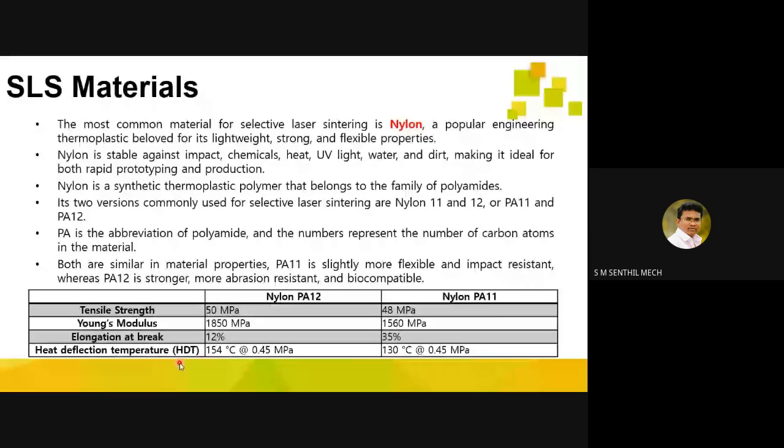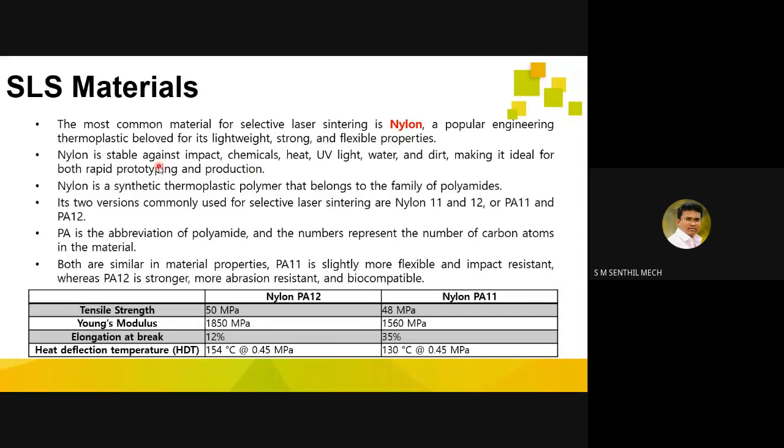Now, the most common material for selective laser sintering is nylon. So please remember this very carefully. The most common material for SLS is nylon. It is a popular engineering thermoplastic material. Again, it is a thermoplastic material. It has lightweight, strong, and flexible properties. All these are the most favorable properties for the SLS process.